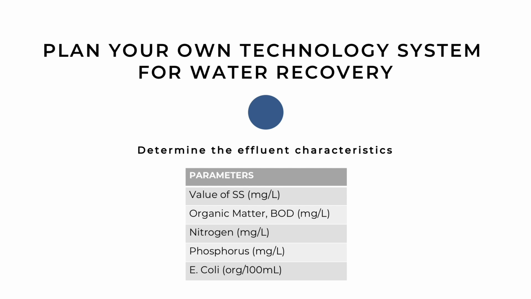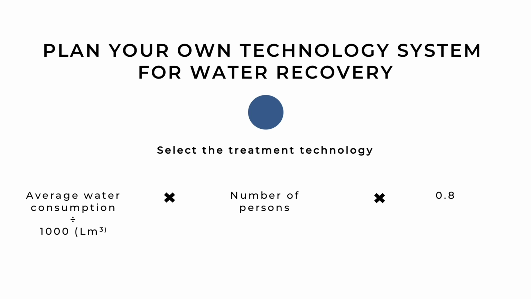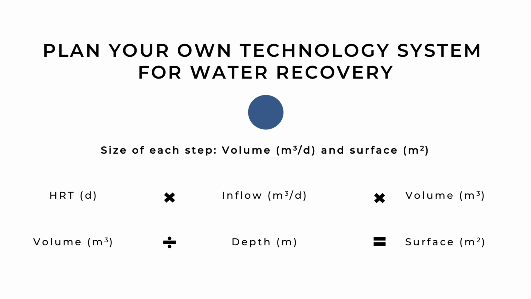Depending on the goal of reuse, you need to revise national and international standards for effluent reuse and determine key values of effluent characteristics. Knowing the removal efficiency required, it is time to select the type of technology. Knowing the specific hydraulic retention times required by the different technologies, as well as the water inflow, it will be possible to calculate the volume of each technology.